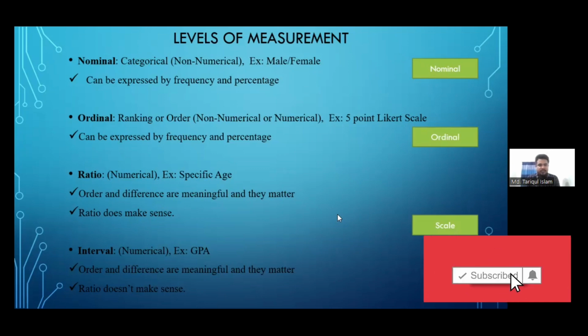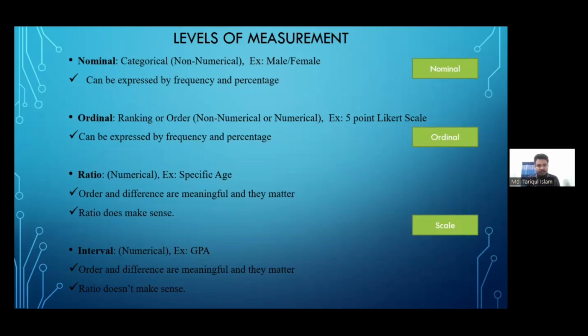And the last one is interval. Interval can also be expressed as a numerical number. For example, GPA: GPA 5, GPA 3, GPA 2.5, and so on.